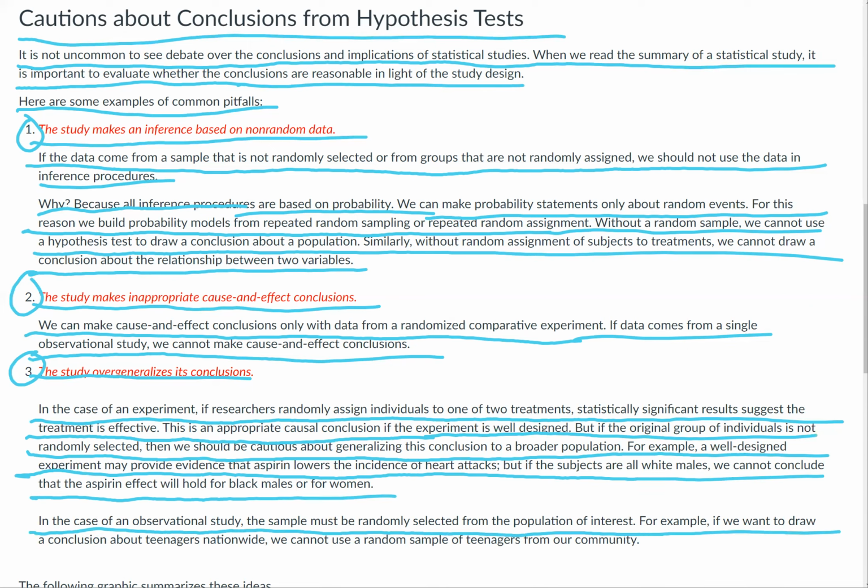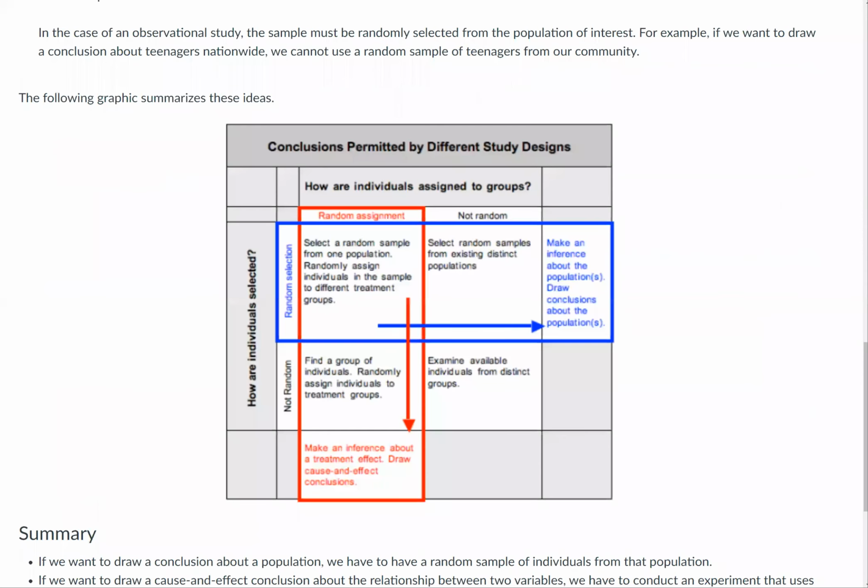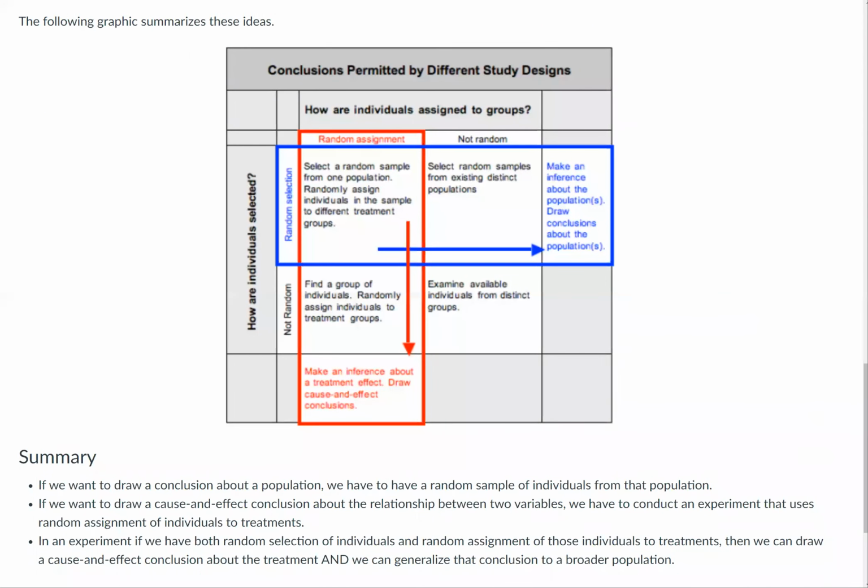So for example, if we want to draw a conclusion about teenagers nationwide, we cannot use a random sample of teenagers from our community, because teenagers from just one community don't represent the overall experience of teenagers nationwide or worldwide. The following graphic summarizes all these ideas.